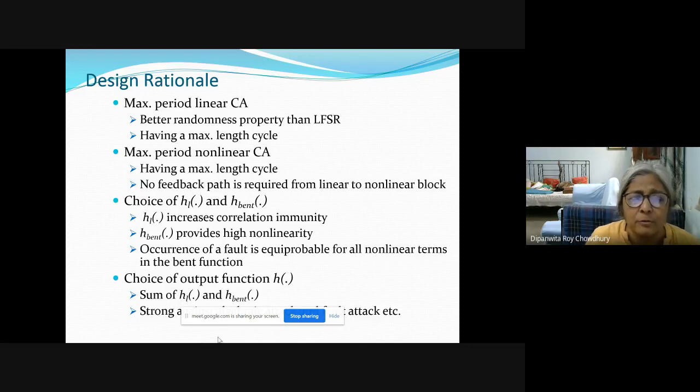Okay. Now the choice of output function, h dot. This is the sum of hl dot and h bend dot. This is also different. Whenever it is a sum, you remember, if some of you have done cryptography, you know that XOR is a very good random thing. And the final output always gets some type of masking. This is also a very important thing.